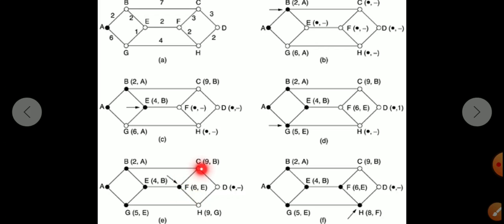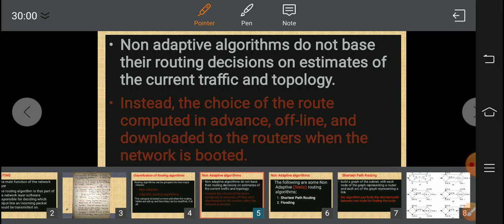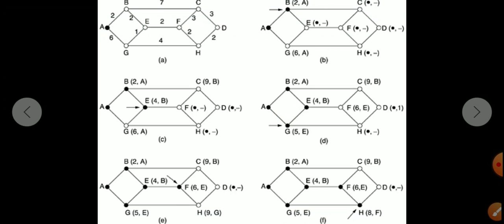We'll find out what the adjacent nodes of router F are. F has two adjacent routers, one is C and one is H. Now we'll go for the H. For H we have to find out the distance from A. So 2, 2, 2, 6 plus 2, what is the value? 8. Sorry, here was a mistake.